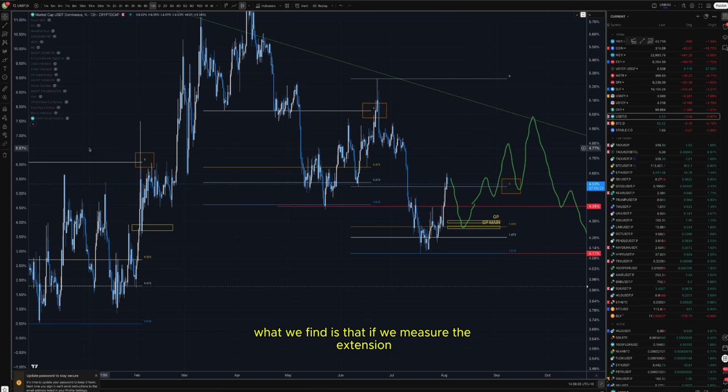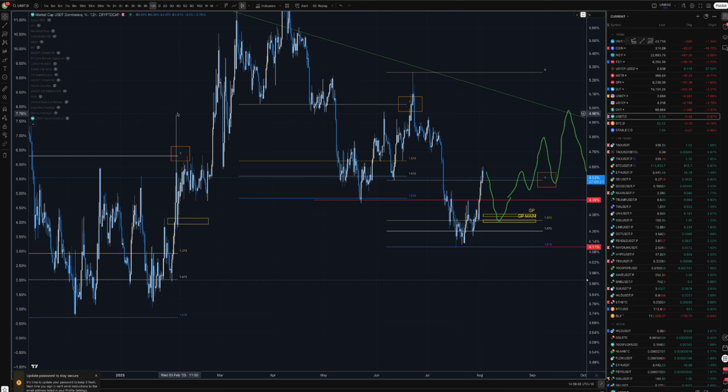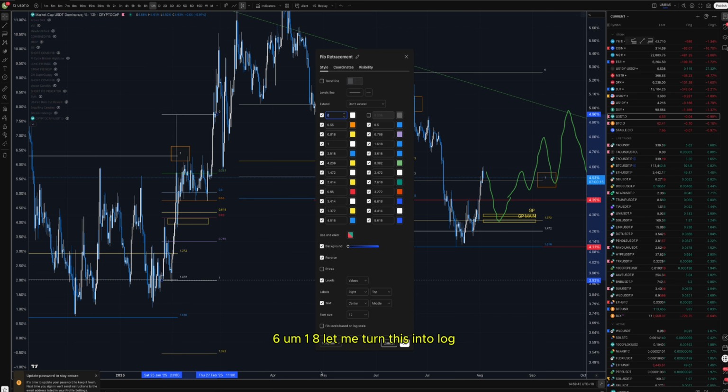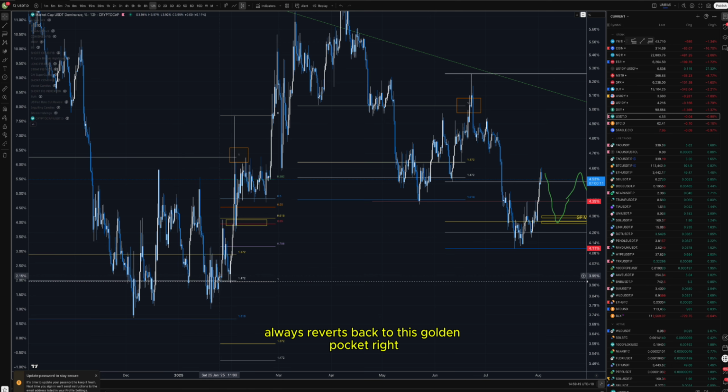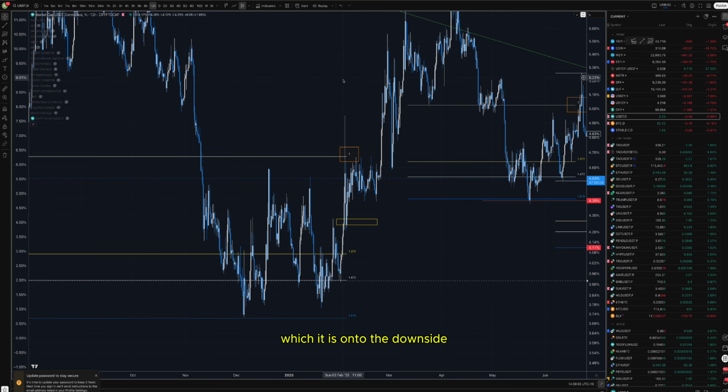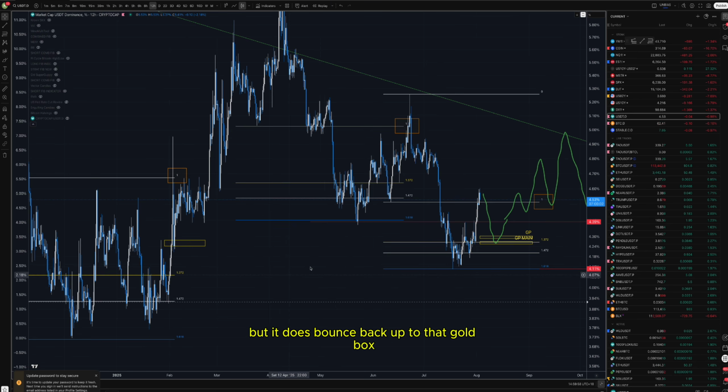What we find is that if we measure the extension from this high to this low, sort of how we measure golden pockets with 1618, let me turn this into log. We will see that the bounce from 1 always reverts back to this golden pocket, right? I know this looks like a very quick move, which it is, onto the downside, but it does bounce back up to that gold box.